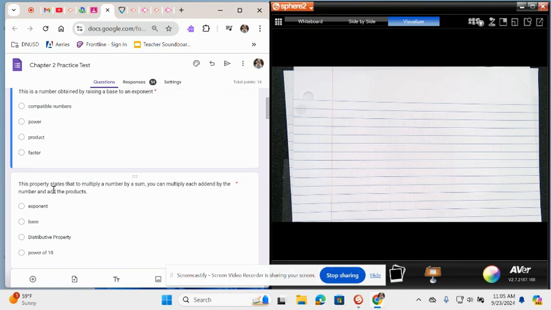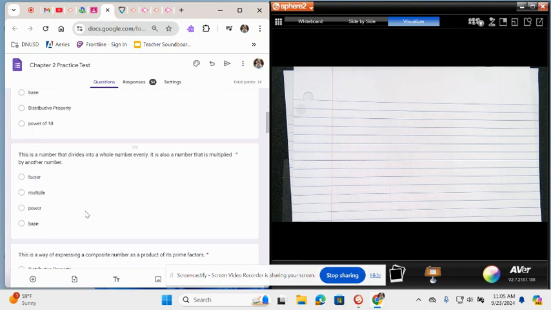The next one is vocab question 2. It says, this property states that to multiply a number by a sum, you can multiply each addend by the number and add the products. And it's either exponent, base, distributive property, or power of 10. And it's distributive property. That's the property that says, like, 3 times 23 is the same as 3 times 20 plus 3 times 3.